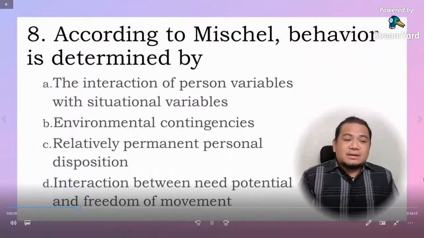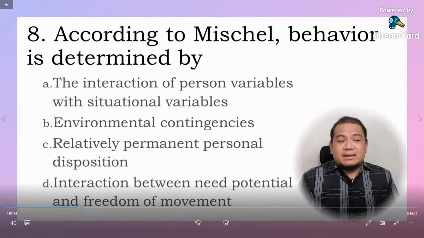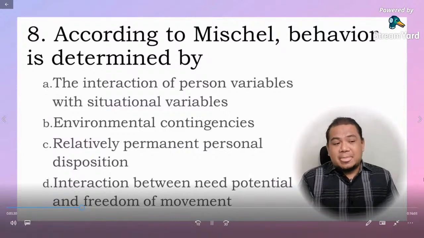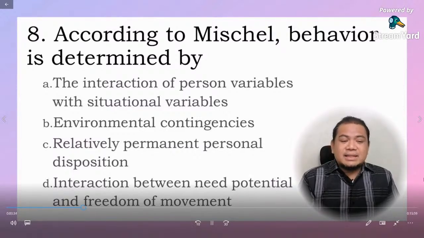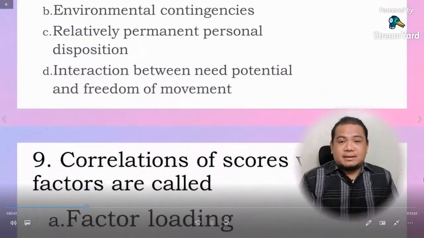Number 8. According to Mischel, behavior is determined by A. The interaction of person variables with situational variables. B. Environmental contingencies. C. Relatively permanent disposition. D. Interaction between need potential and freedom of movement.